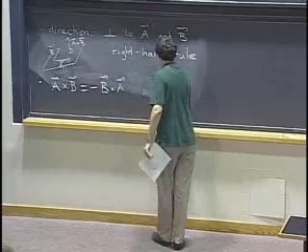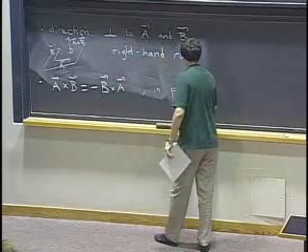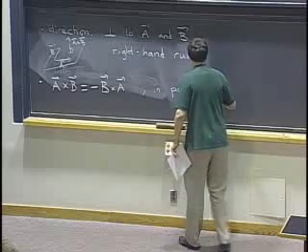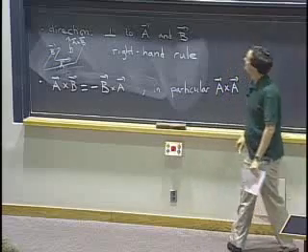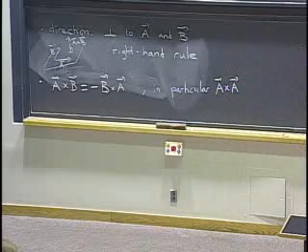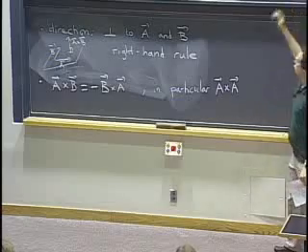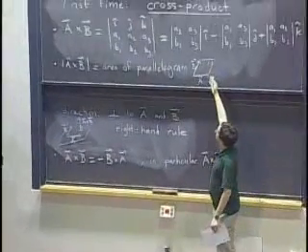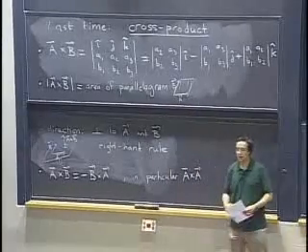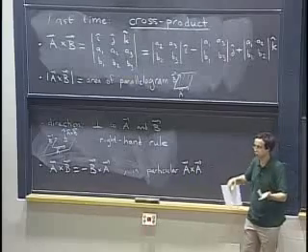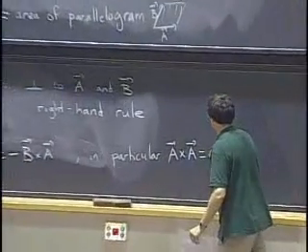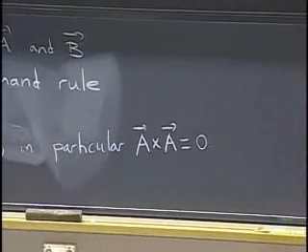Now, in particular, well, what happens if I do A cross A? Well, I will get 0. And there's many ways to see that. One is to use the formula. Also, you can say just that the parallelogram formed by A and A is completely flat, and it has area 0. So that's the 0 vector. Okay.